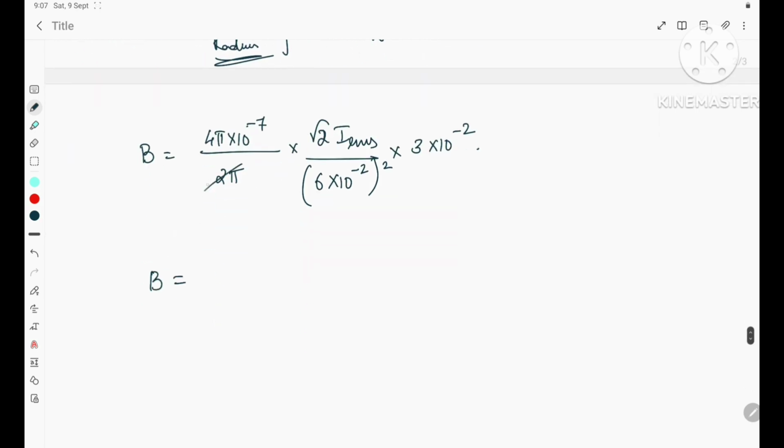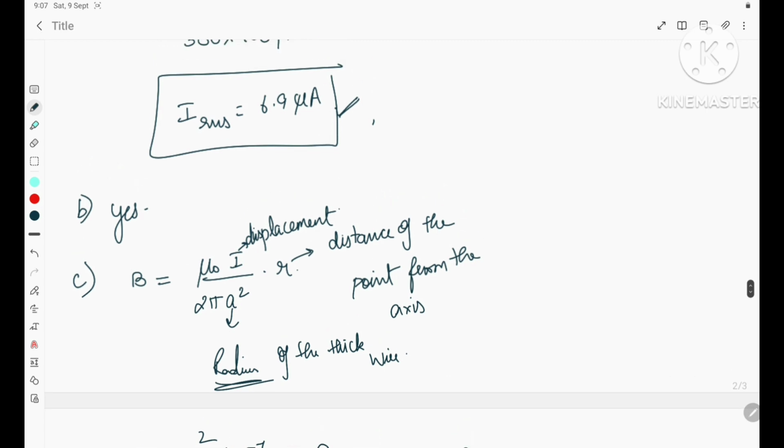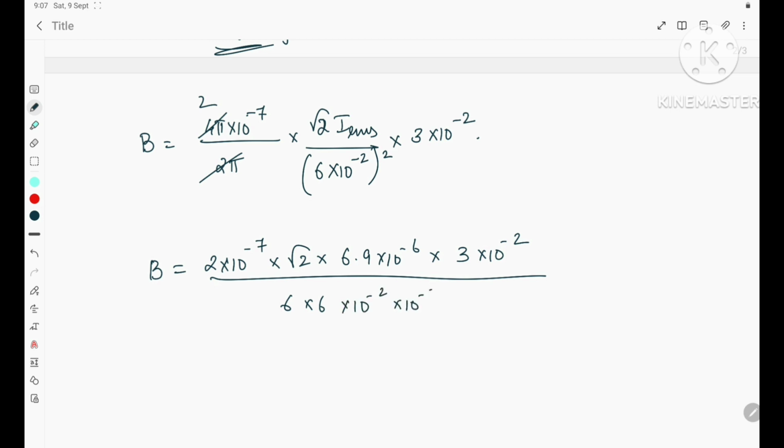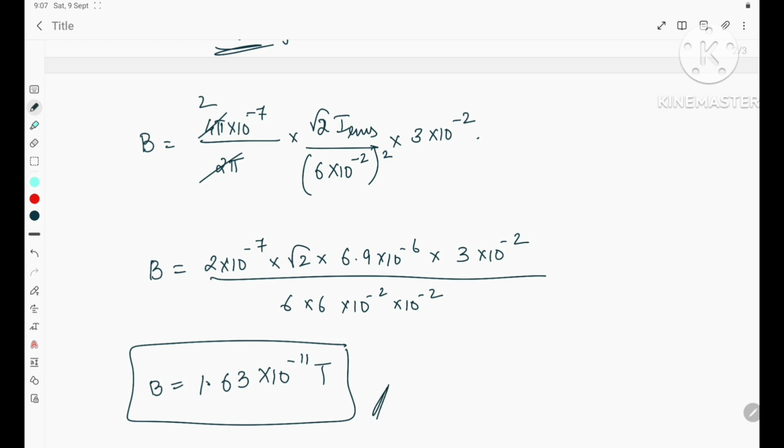So when you substitute this, we'll get 2 into 10 power minus 7 into root 2 into how much current did we get? 6.9 into 10 to the power minus 6 into 3 into 10 to the power minus 2, divided by 6 into 6 into 10 to the power minus 2 into 10 to the power minus 2. Once you calculate all this, you are going to get 1.63 into 10 to the power minus 11 Tesla. So this will be the answer for this question.